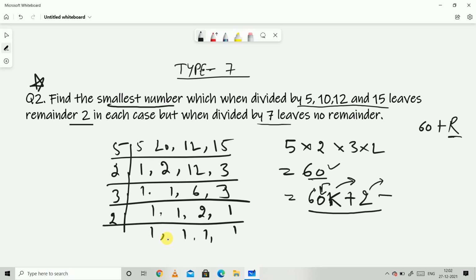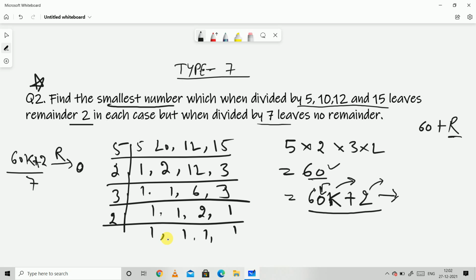So we have actually found the form of that number. It is going to be 60k plus 2. Now it is saying that this number, 60k plus 2, when divided by 7 is going to leave no remainder. Meaning if we do 60k plus 2 by 7, then I should get no remainder. The remainder should be 0.